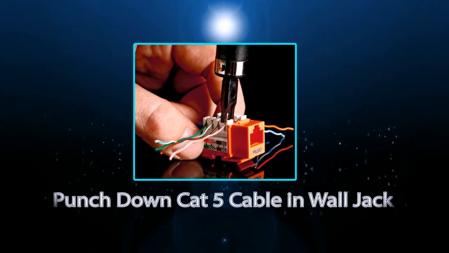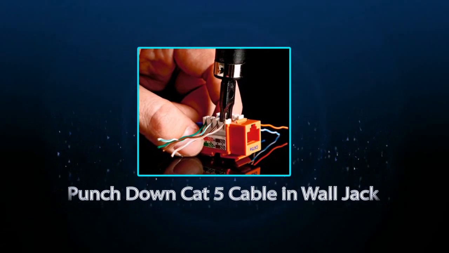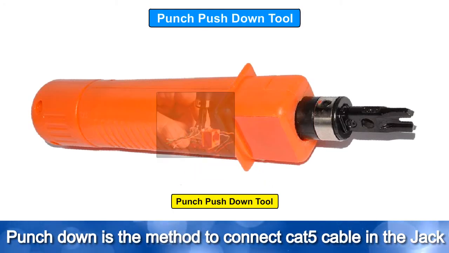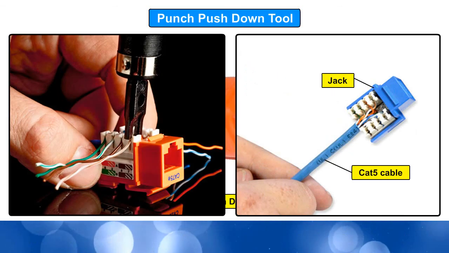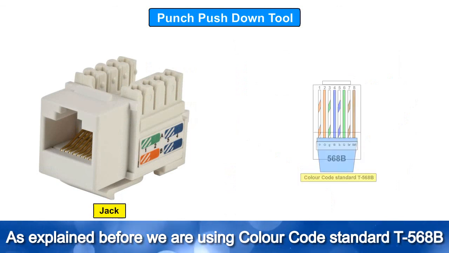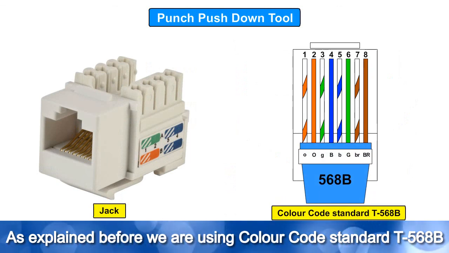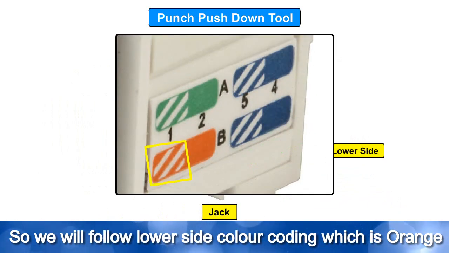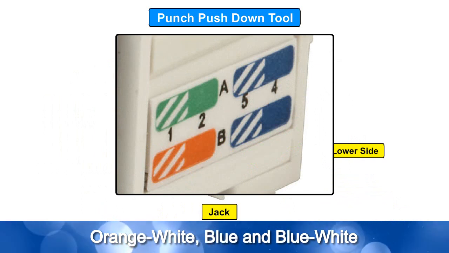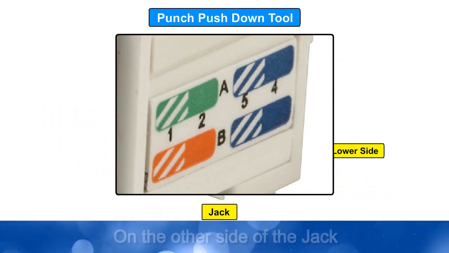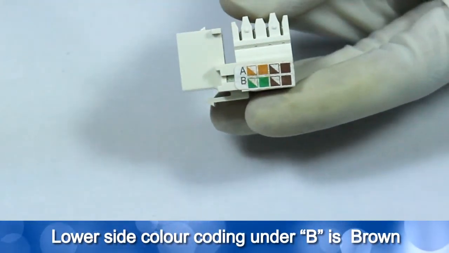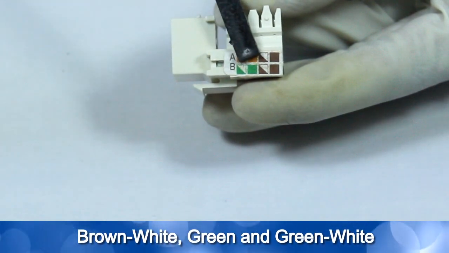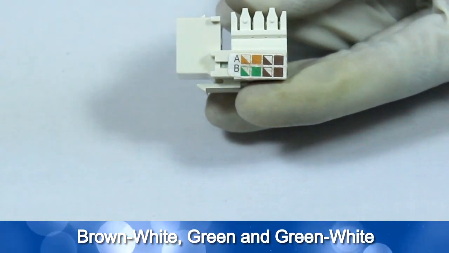Punch down Cat5 cable in wall jack. Punch down is the method to connect Cat5 cable in the jack. As explained before, we are using the color code standard T568B, so we will follow the lower side color coding, which is orange white, orange, blue white, blue. On the other side of the jack, the lower side color coding under B is brown, brown white, green and green white.